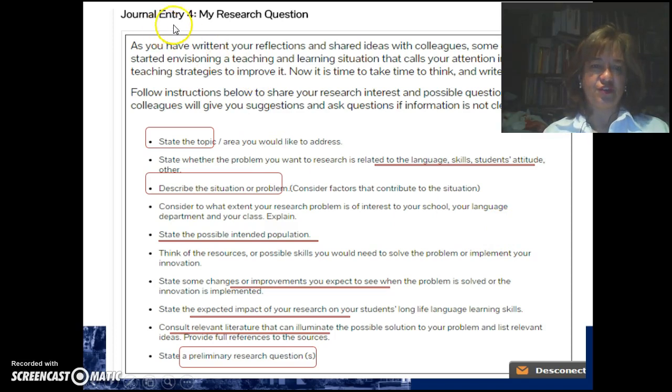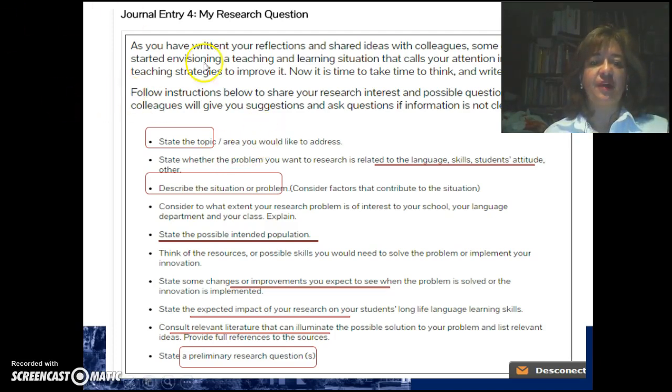For journal entry number 4, what we said is that you have to state a topic. Some of you at this moment have a topic regarding learning, regarding language, regarding skills, and regarding any other subject that you consider as your problem.